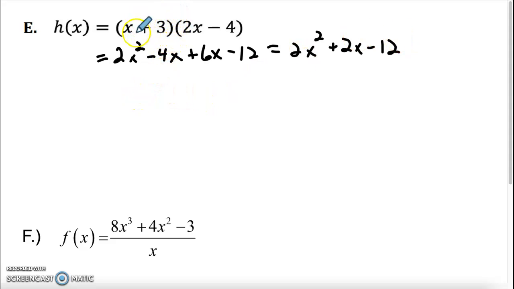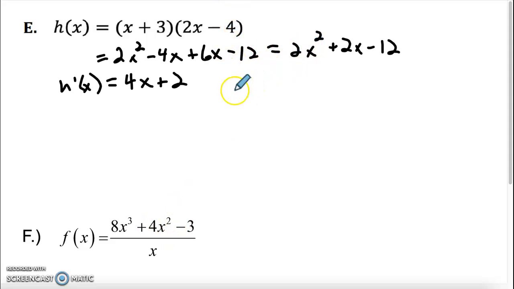Now, I could not use the power rule on each individual piece as this is set up, because we have two different polynomials being multiplied together. I would have to multiply it out like this and then take the derivative. So now the derivative is equal to, using the power rule here, 4x plus 2.